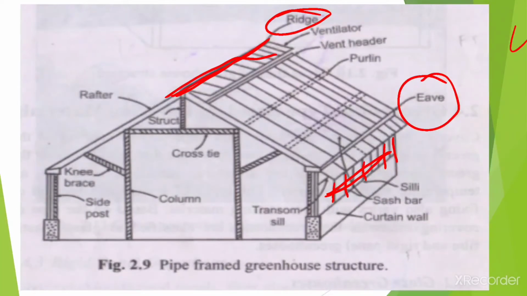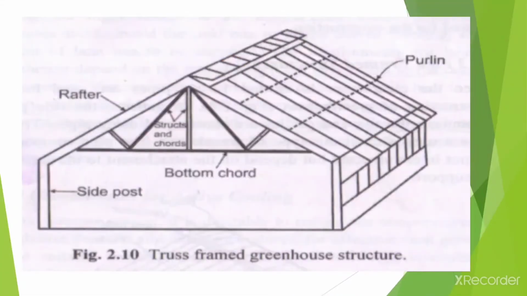That is the edge of the roof that sticks out over the walls, that is called an eave. Okay, now the next term is, what is meant by chord? An inclined or horizontal member that establishes the upper edge of the truss is called a chord.